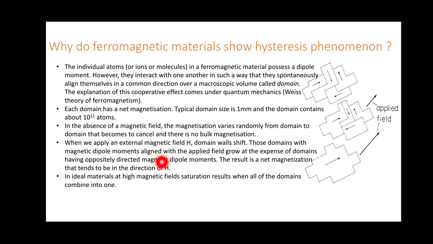So the domains which are along the applied field grow at the expense of domains having randomly directed or oppositely directed magnetic dipole moments. The result is a net magnetization that tends to be in the direction of H. After applying the field, domain walls are displaced, and finally the overall domains go in the direction of the magnetic field. In the ideal case, at high magnetic field, saturation results where all domains combine into one, like this.